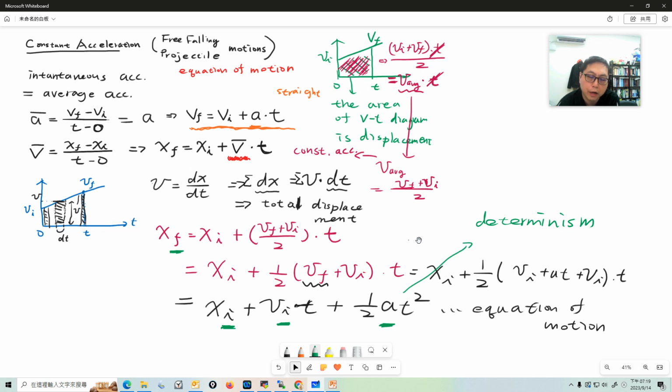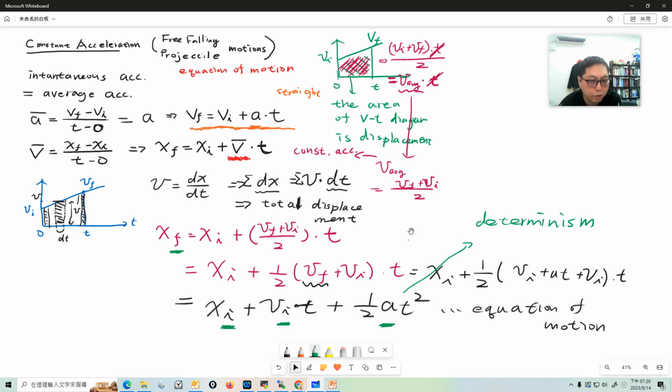Maybe you have heard about quantum mechanics. Quantum mechanics is not determinism; it's kind of randomness. But we won't talk about quantum mechanics in this course. I just want you to know the difference. So this equation of motion we have obtained is very useful.